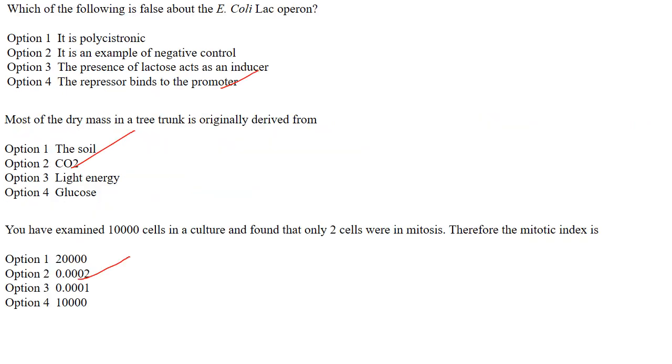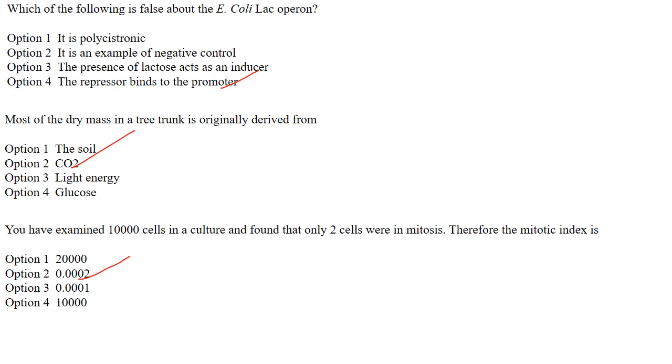Then which of the following is false about E. coli lac operon? It is polycistronic. It is an example of negative control. The presence of lactose acts as an inducer. All 3 are correct. The repressor binds to the promoter. The repressor binds to the operator, not to the promoter. So option 4 is false.